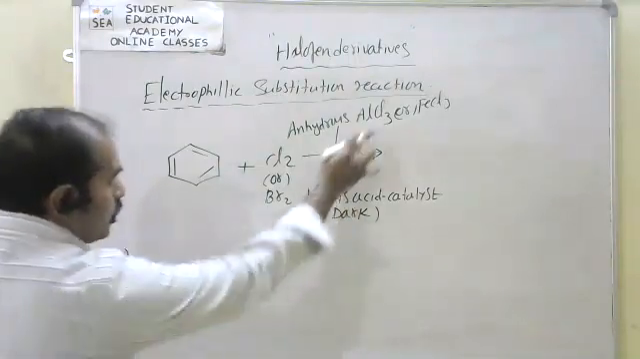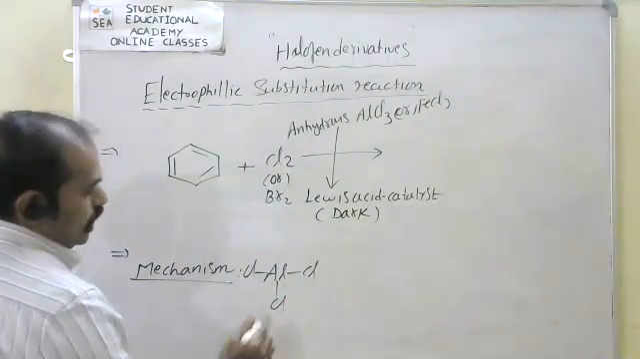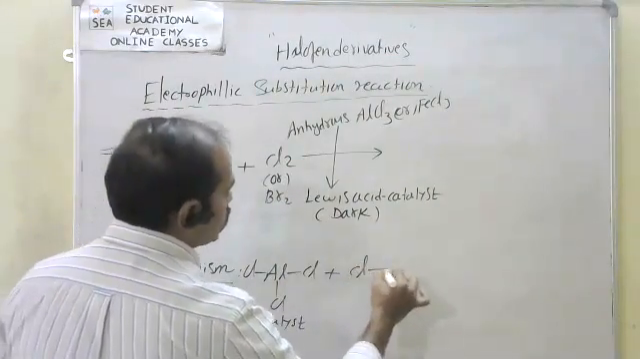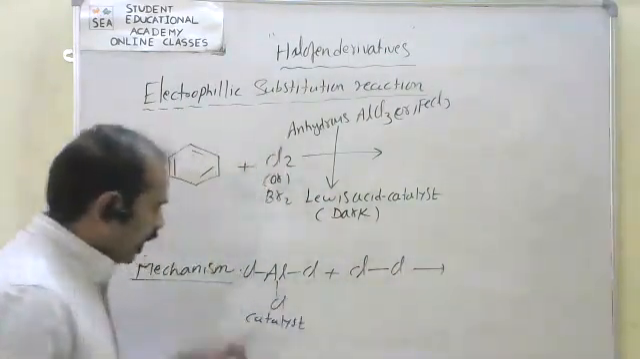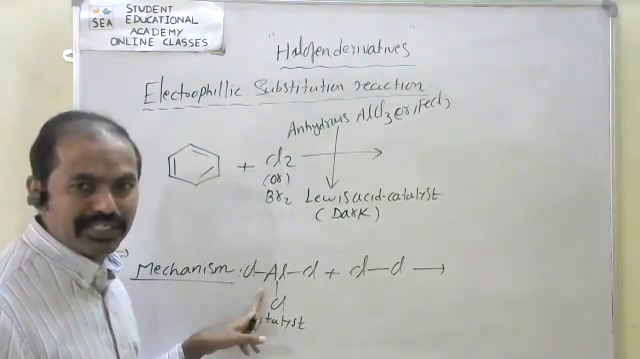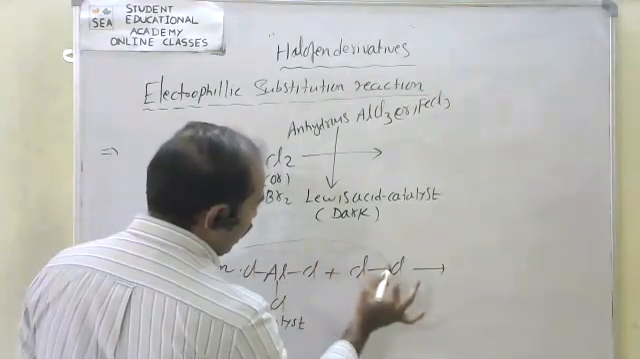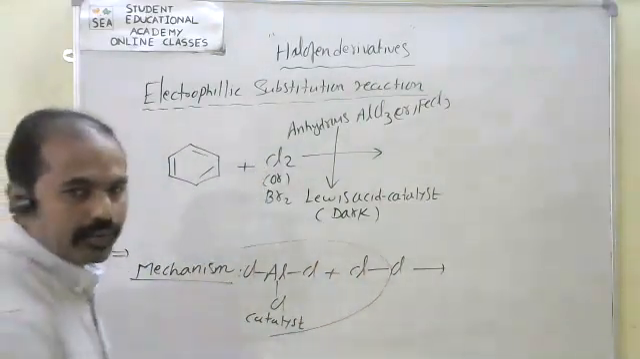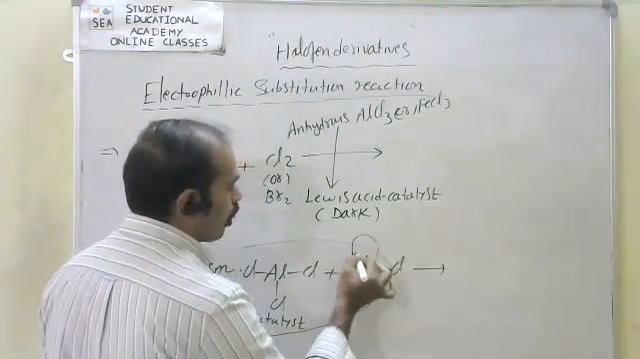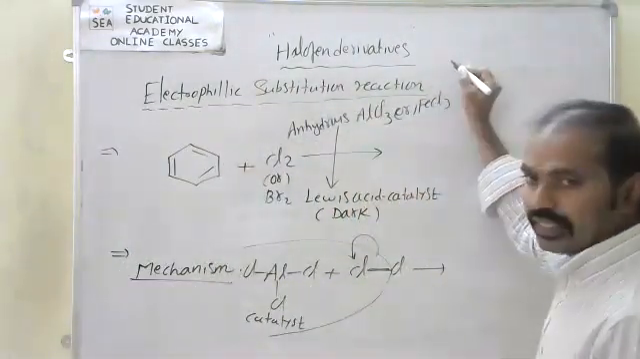In this mechanism, first the catalyst AlCl3 combines with chlorine. This is nothing but chlorine. AlCl3 is electron deficient by nature, an electron pair acceptor. Because of that, it accepts electrons from the chlorine. If these two electrons move onto this chlorine, the chlorine gets a negative charge. Here the breaking takes place like this.